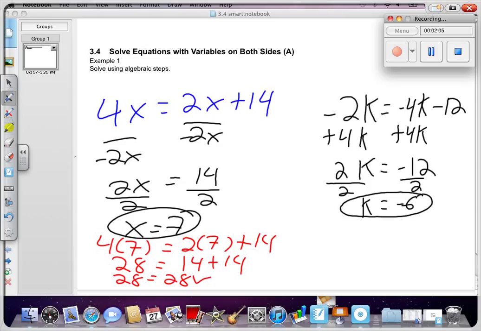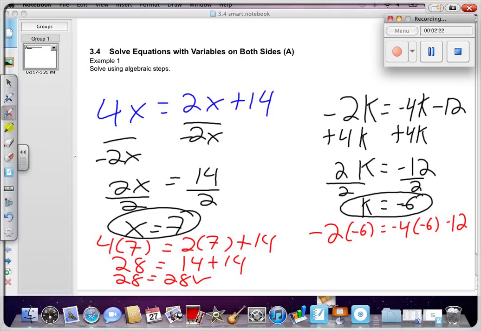If you could circle your answers so I can see where they are, because we have this whole check part, that'd be a good plan. So I'm going to do negative 2 times negative 6 equals negative 4 times negative 6 minus 12. Can I say what I just did again?